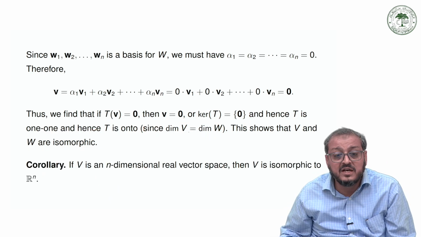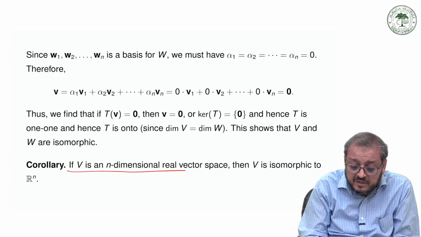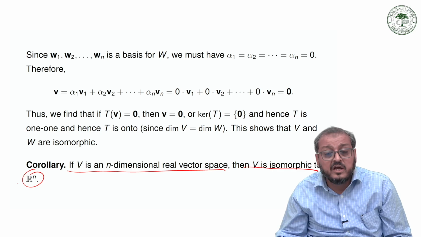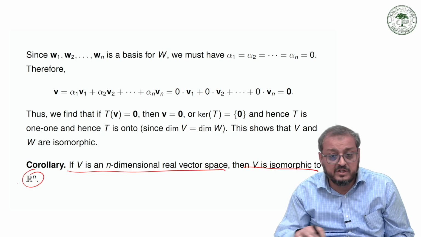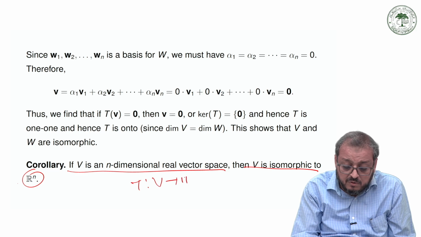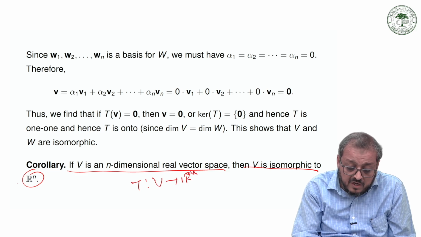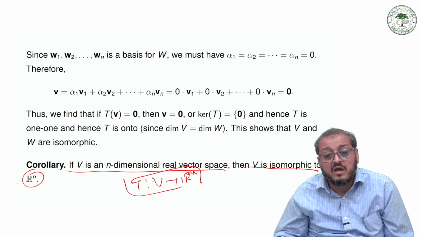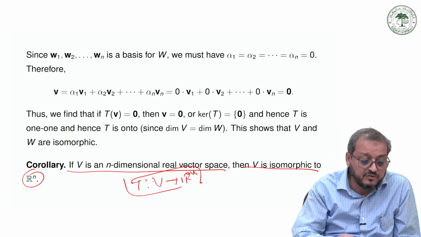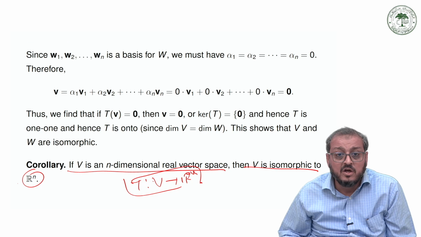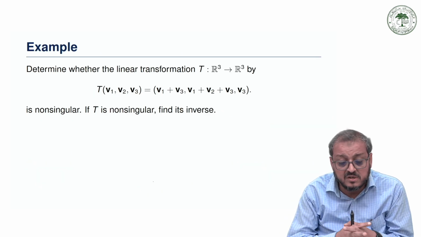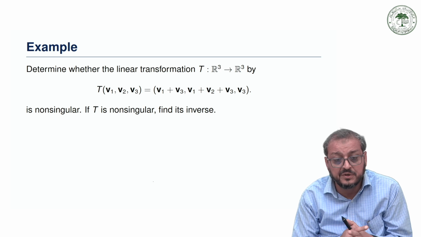In general, we can say that if V is an n-dimensional real vector space, V is isomorphic to Rn. I already explained this when discussing the coordinate vector: any linear transformation T from a vector space to Rn is a non-singular, and it is called the natural isomorphism of this linear transformation. Okay, now we try to find one more example, and we conclude this session today.